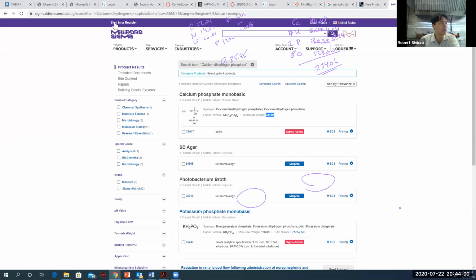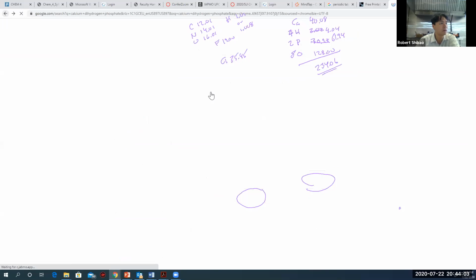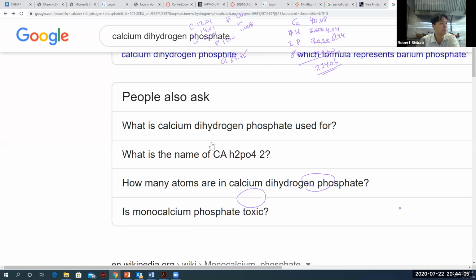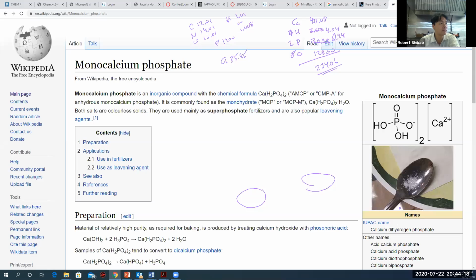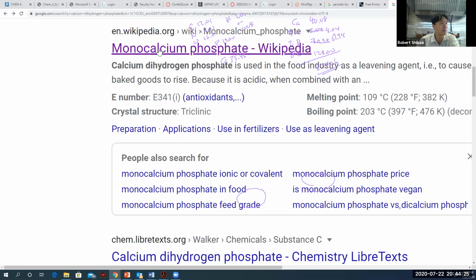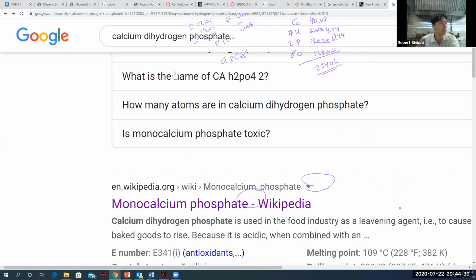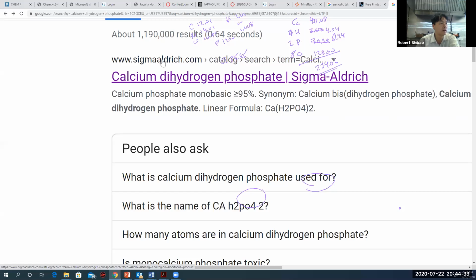Okay, that's Sigma Aldrich if we buy this. Let me see what it is on Wikipedia. Now, nomenclature, there are all kinds of funky nomenclature systems out there. Monocalcium phosphate. We don't normally call it monocalcium. If you're going to buy this from a chemical company, they want to know what it's called chemically, calcium dihydrogen phosphate. So we go buy this stuff up here, from Sigma Aldrich, one of the largest chemical supply companies in the world.